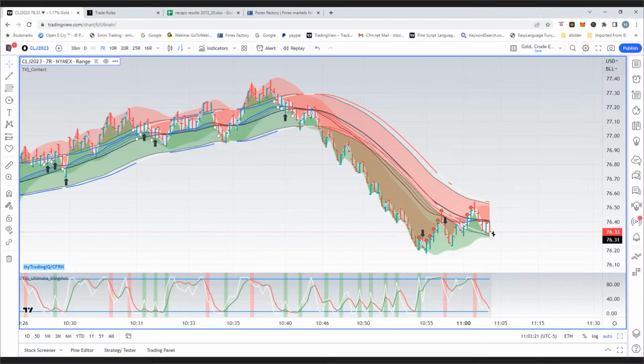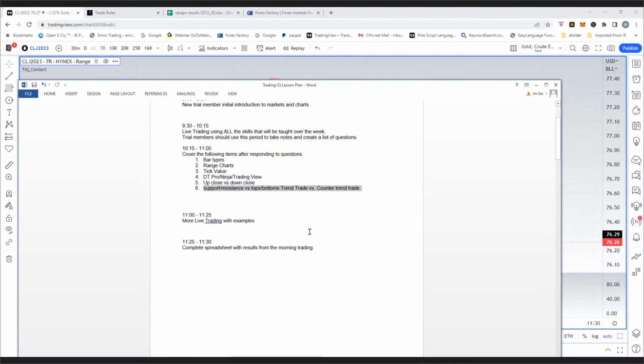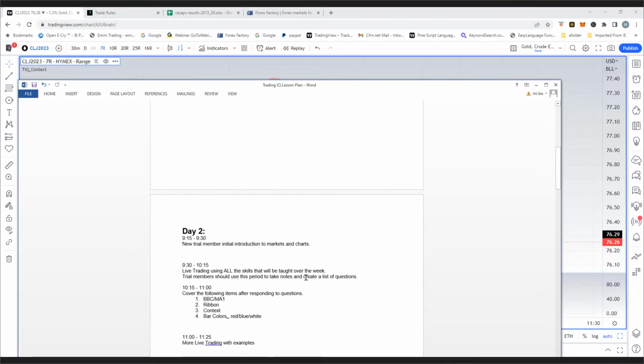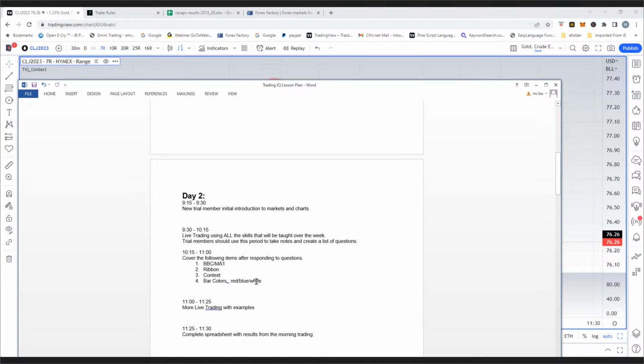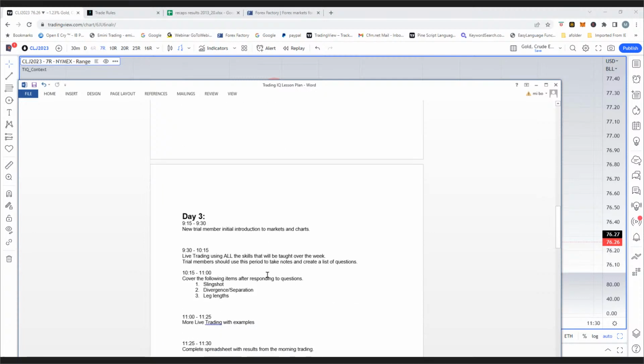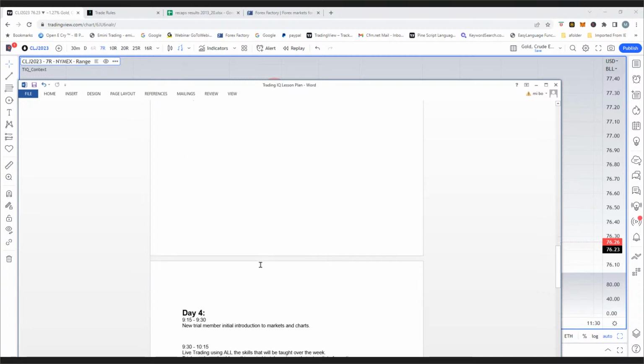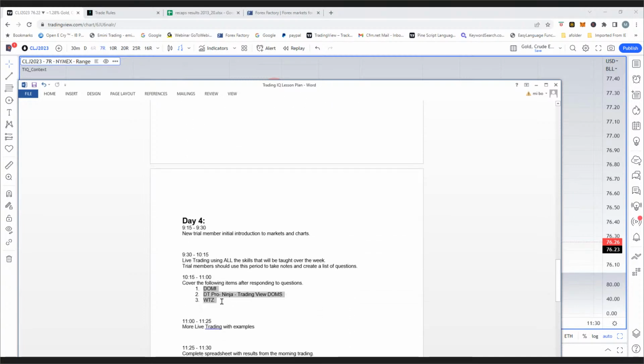That was from the lesson plan day one. This part right here. So I did all of that. And day two: the BBC, the MA1, the ribbon, the context. I did the context, the bar colors. I'm not going to go through all that right now because I'm just using TradingView right here mostly. The slingshot, divergence, and leg lengths, I did that, and then tomorrow is the DOM, the weekly trading zones, and stuff like that.